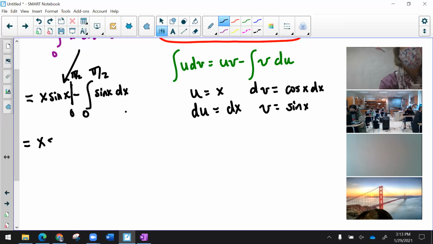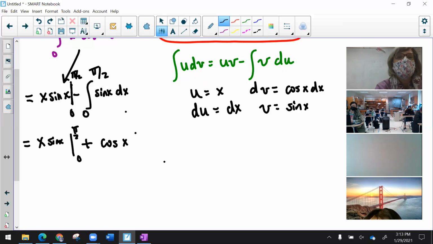So I'm going to have x sine x evaluated from 0 to pi over 2 minus, and what is the antiderivative of sine x dx? Or the antiderivative of negative sine x dx? Cosine. So this is going to give me plus cosine x. Again, we're going to evaluate it from 0 to pi over 2.